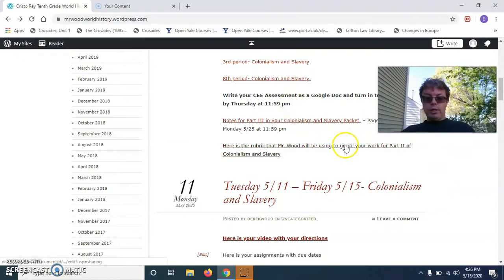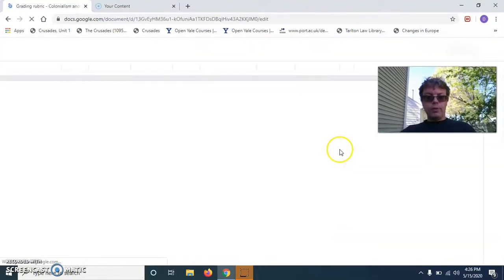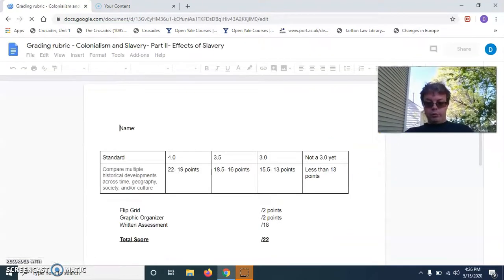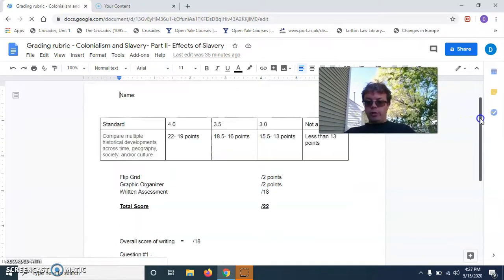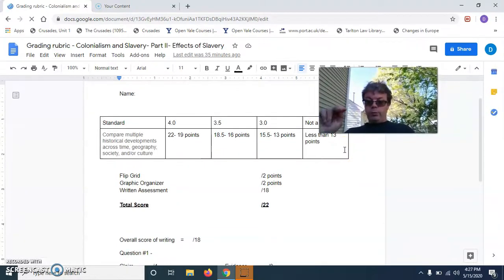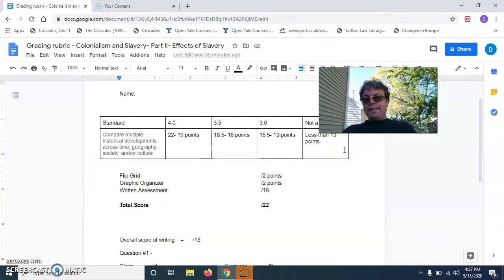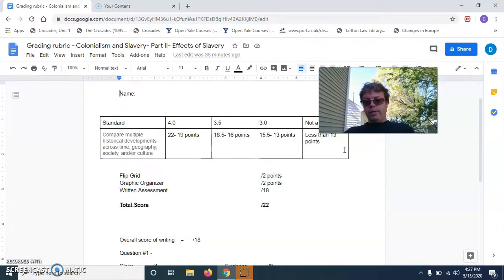Lastly, let's look at the rubric here for your paper. All right, so for part 2, the way it's graded is the same as the last one that was sent to those who finished their work. 2 points for the Flipgrid. So if you just decide not to do the Flipgrid, you're just not going to get the points. You're going to get a 0 out of 2.